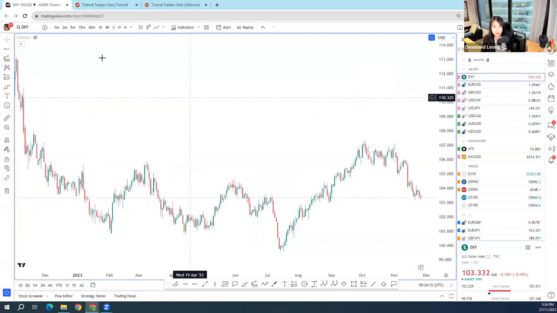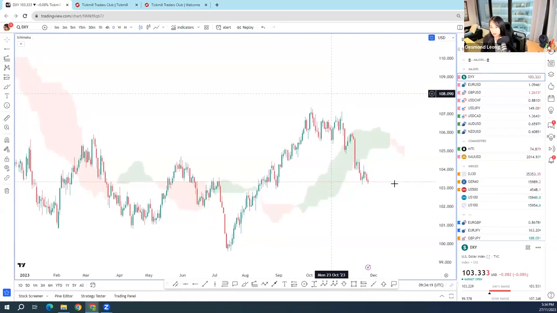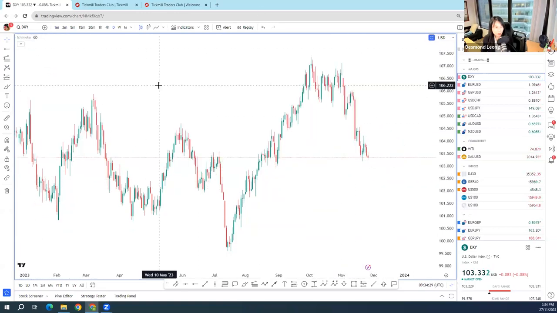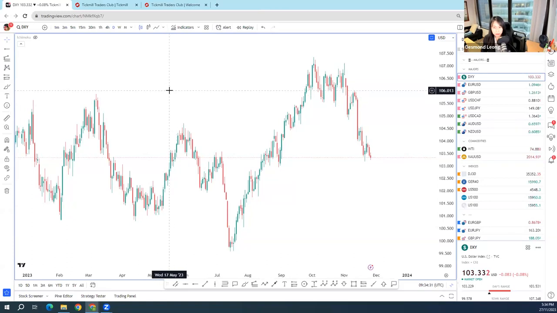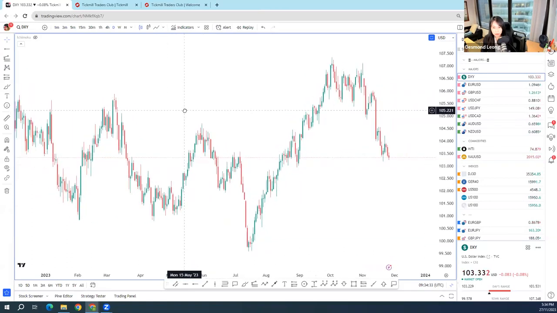Okay, we can see the general direction. You can see right now the price is below the Ichimoku cloud. It's kind of bearish, a little bit bearish right now. So let's try to find the support and resistance.